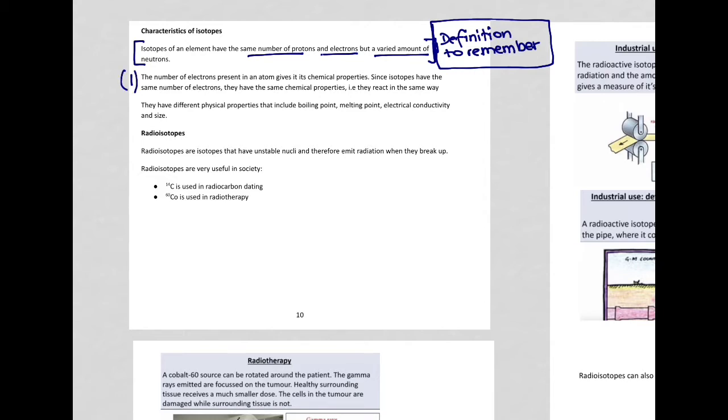Now, let's look at the characteristics of isotopes. Because they have the same number of electrons, they will have the same electronic configuration. And the same electronic configuration means that they will have the same chemical properties. So chemical properties depend on electronic configuration. If they are the same, they will have the same chemical properties, which means that they will react in the same way. They also have different physical properties, which include boiling point, melting point, and conductivity.